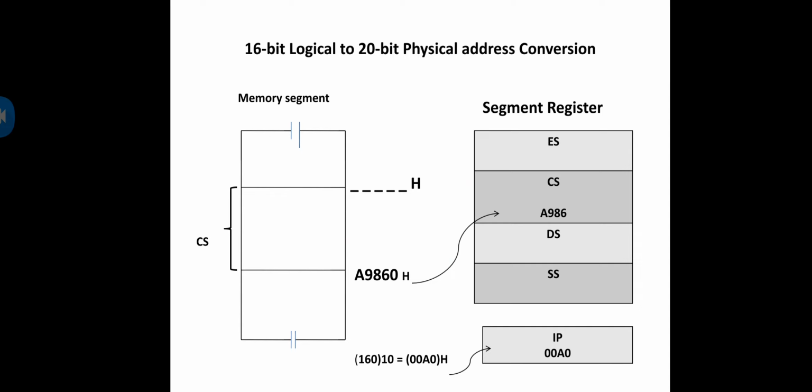Then the upper 4 digits in hexadecimal, equivalent to 16 bits in binary, get stored in the corresponding code segment register present in the bus interface unit.